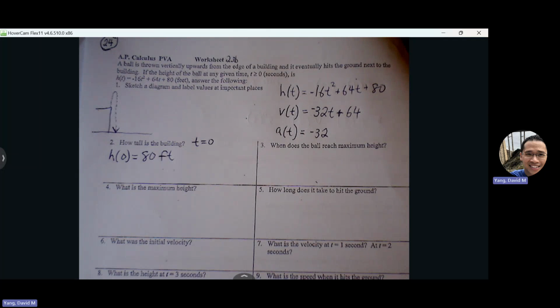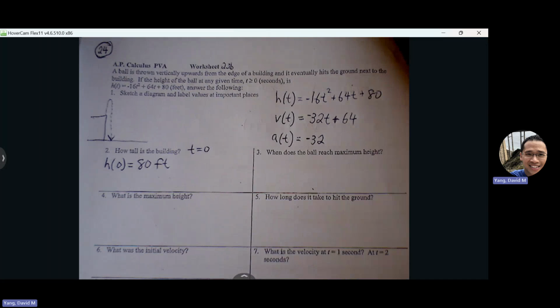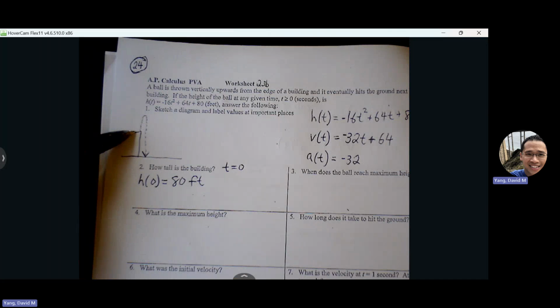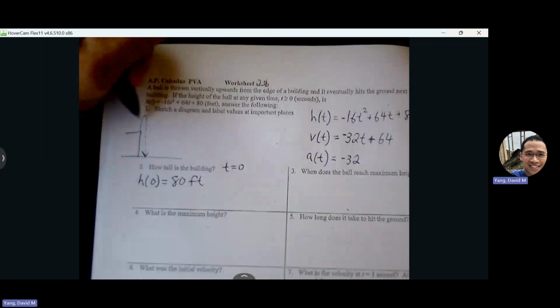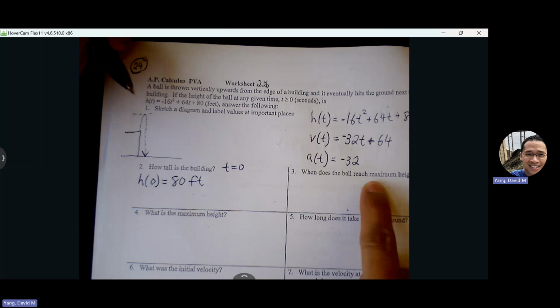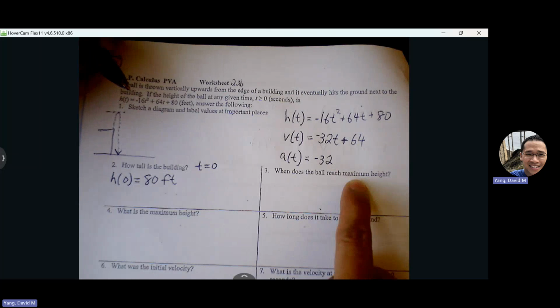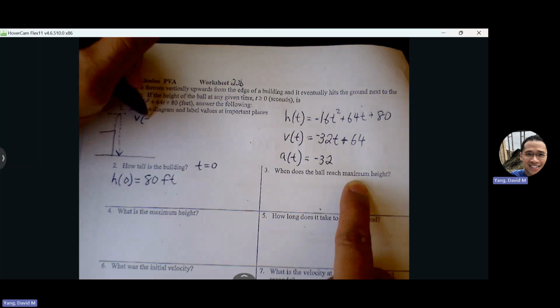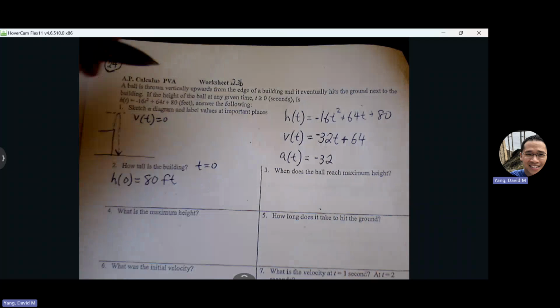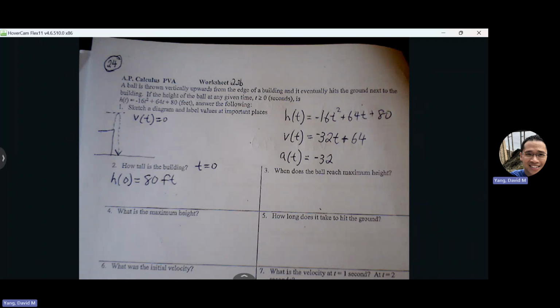Okay, when does the ball reach maximum height? So we have to think about this ball's motion here. Assuming the ball is being thrown straight up in the air, when the ball reaches the maximum height, what do you know about the velocity? 0. So that is how we can work backwards to figure out when the ball reaches maximum height. We know that the velocity is going to be 0 based off the nature of this problem, right? The ball is going to be momentarily not moving before it begins its descent down to the ground.